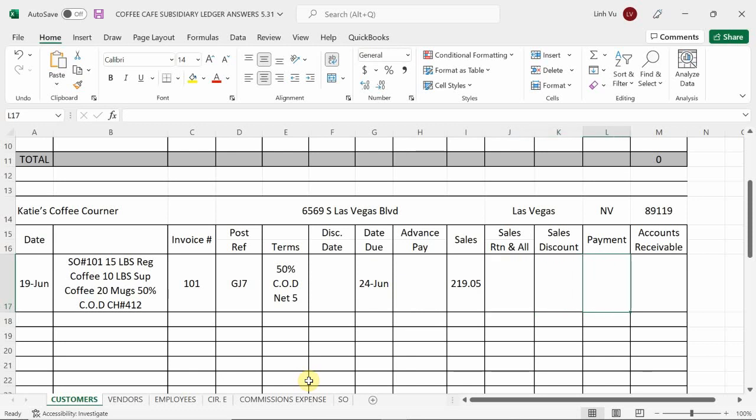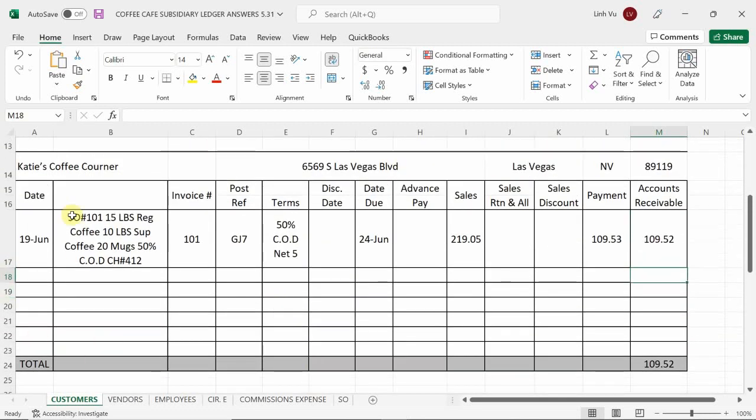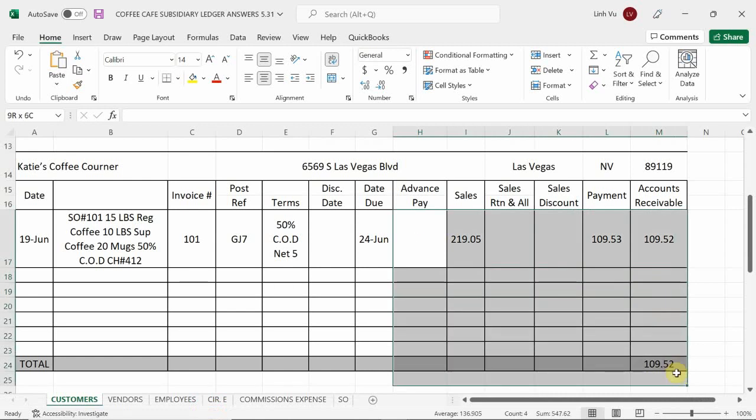And the payment was 109.53. So again, the formula for this one is identical to the one for accounts payable. Only difference is instead of using invoice, you're using sales. So you're going to do sales amount minus your advance payments minus sales returns minus discounts and minus payments. So in this case, Katie owes me $109.52, which is correct. This is what I billed her for. This is what she still currently owes me.